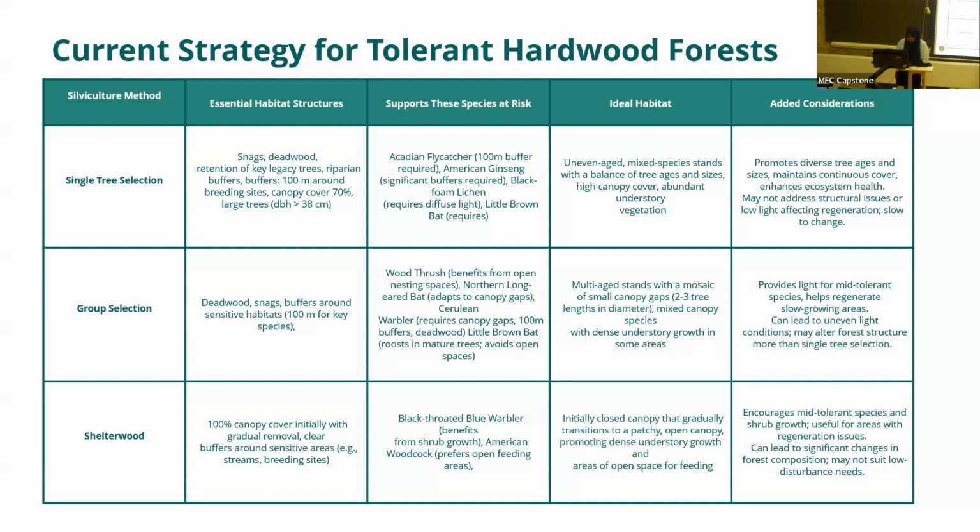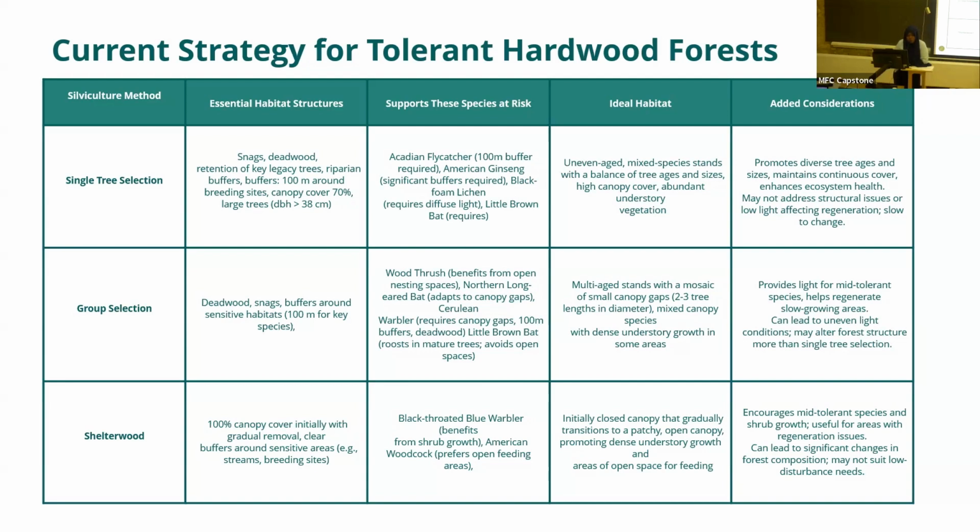For single tree selection, the methods of management allow for a lot of species at risk to have habitat, such as the Acadian flycatcher that requires a shaded environment, or the American ginseng that requires low disturbance rates. For group selection and shelterwood, they can effectively manage for species that require high light levels, such as the wood thrush that needs open space for nesting, or the black-throated blue warbler that benefits from significant shrub growth. Group selection and shelterwood both have the potential to alter the forest structure of the stand and establish a more diverse understory than found within single tree selection.